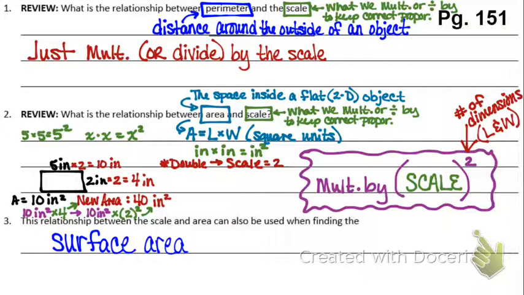Or this particular object is made out of cardboard. I could take it apart and lay it flat, right? It's how much cardboard it took to make this box. That is the surface area. So far, so good? Cool. Let's start using this in some applications now.